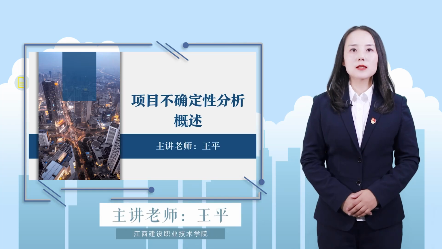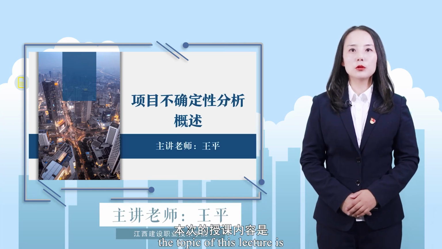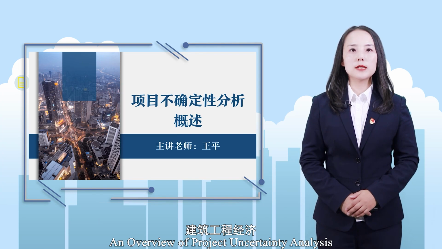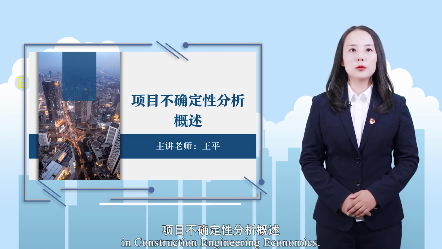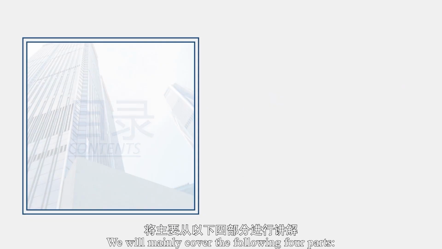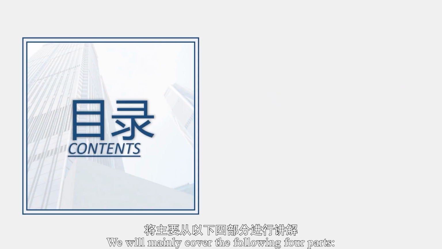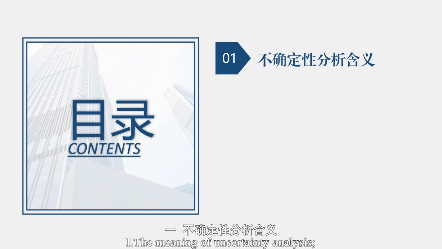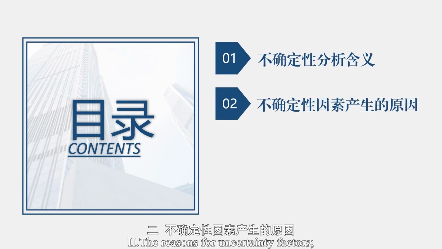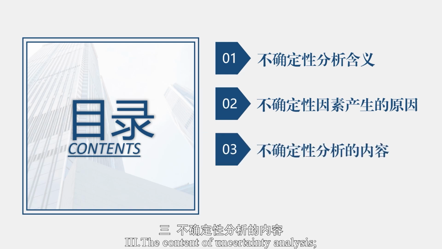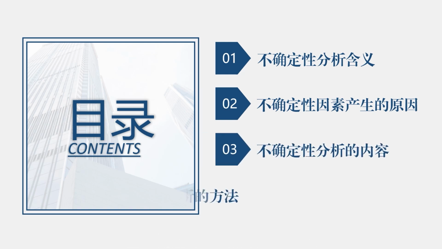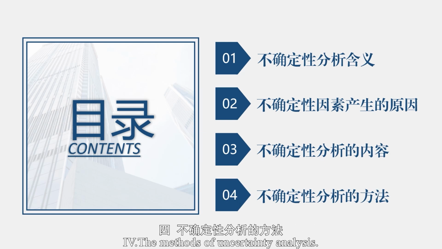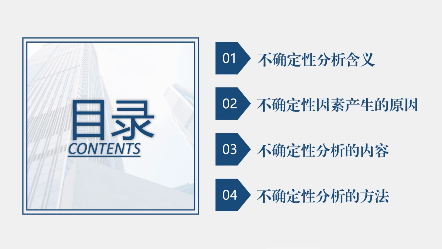Hello everyone. The topic of this lecture is an overview of project uncertainty analysis in construction engineering economics. We will mainly cover the following 4 parts. 1. The meaning of uncertainty analysis. 2. The reasons for uncertainty factors. 3. The content of uncertainty analysis. 4. The methods of uncertainty analysis.